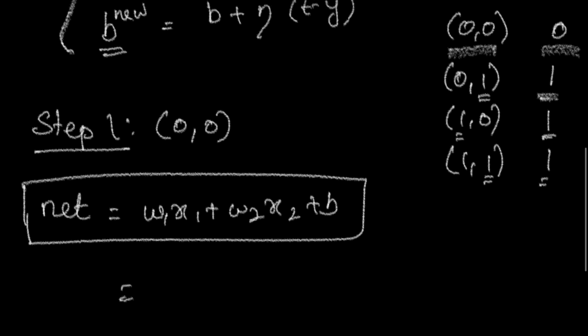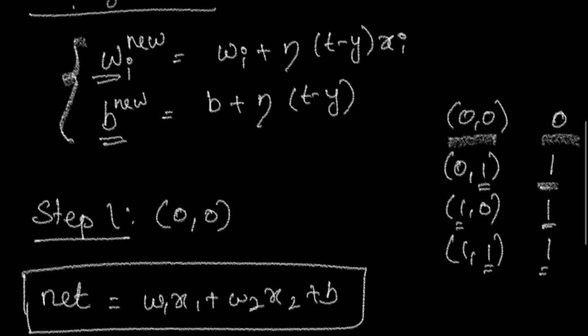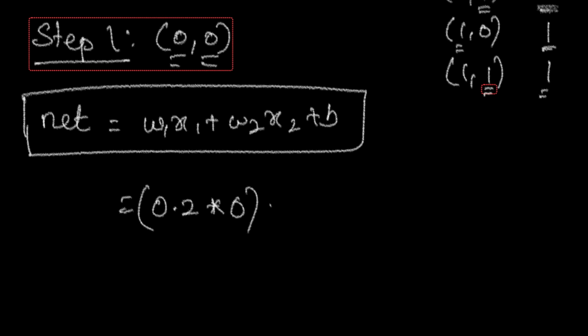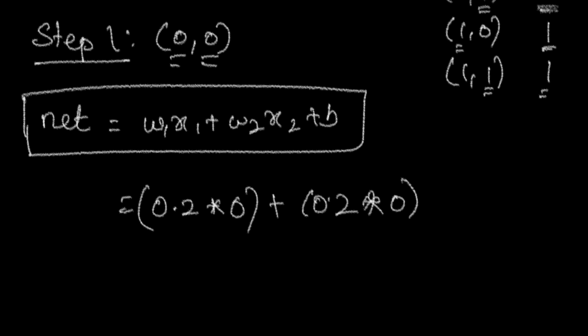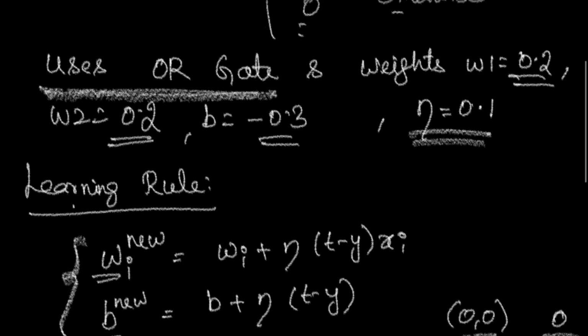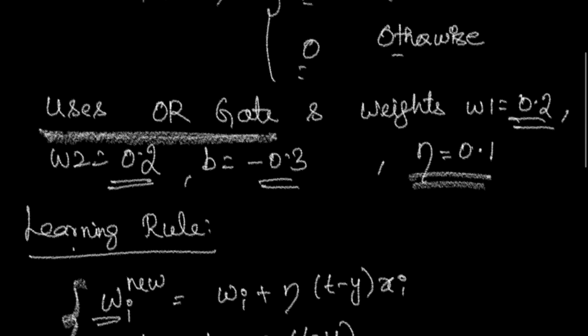What is the W1 value we have here? It is 0.2, and W2 is also 0.2. We will directly apply it. 0.2 times, what is the value of x1 here? x1 is 0, x2 is 0. So 0 plus W2, which is also 0.2, times x2, which is 0. Plus, what is the bias value we have? We have the bias value minus 0.3, which is already given here. So we will directly use the given values. Now 0 plus 0 minus 0.3 is nothing but minus 0.3. So now the net value is minus 0.3.